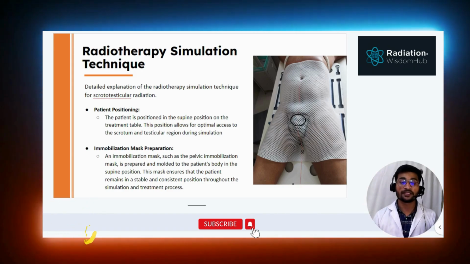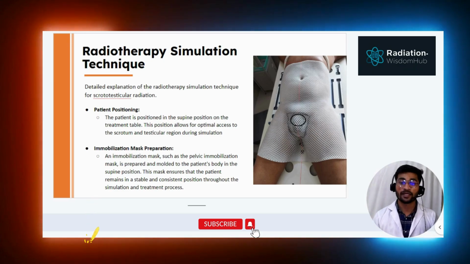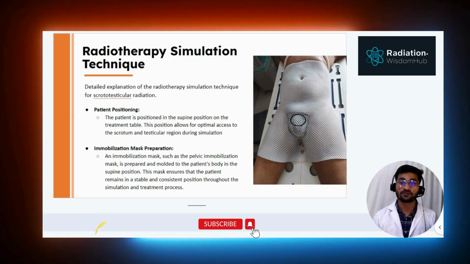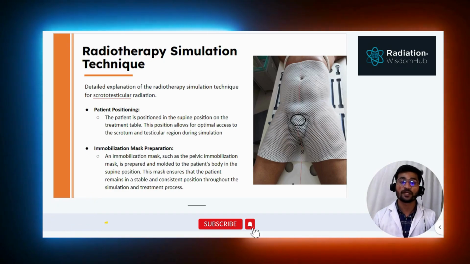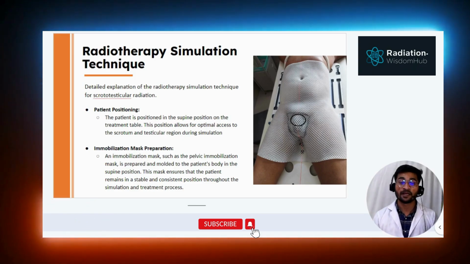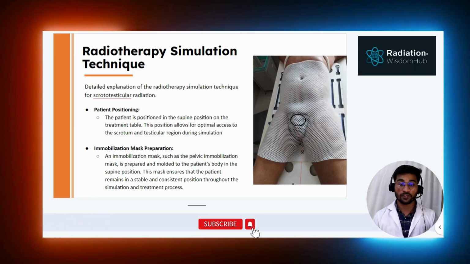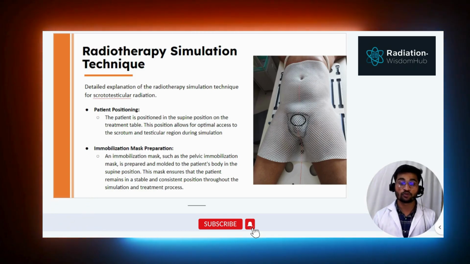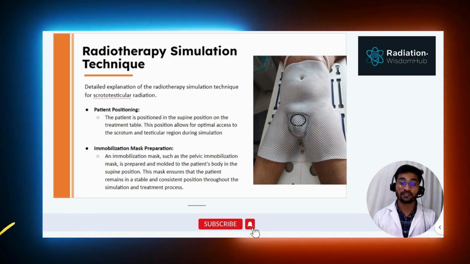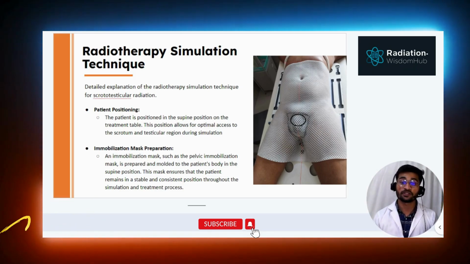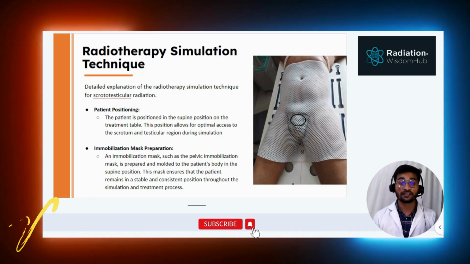Next, immobilization mask preparation. We can make that immobilization as you see in the picture. An immobilization mask, such as a pelvis immobilization mask, is prepared and molded to the patient's body in the supine position. The mask ensures that the patient remains stable and in a consistent position throughout the simulation and the treatment process.